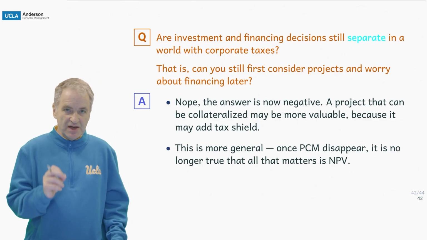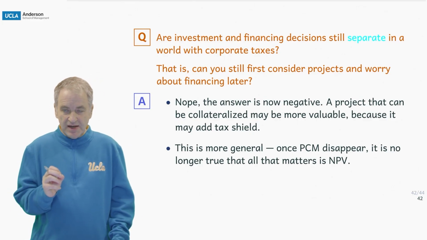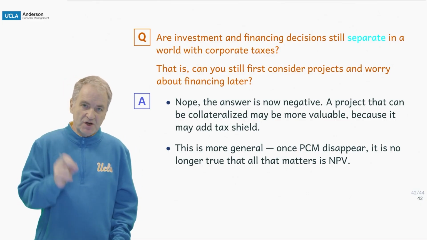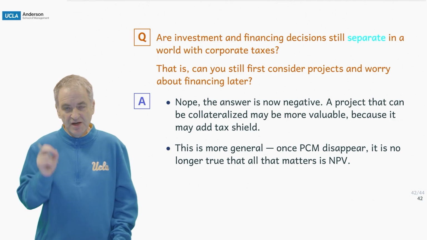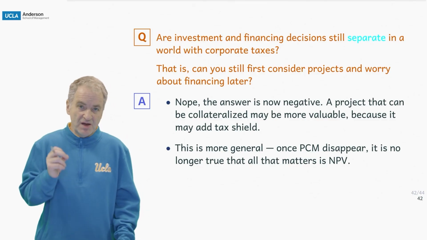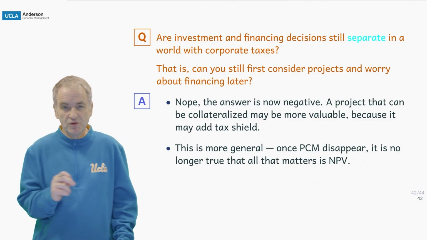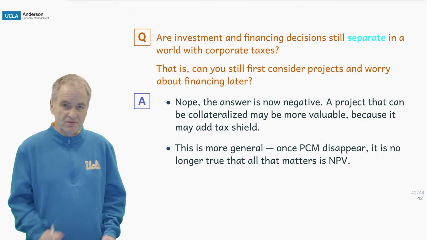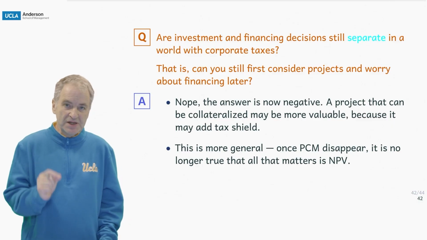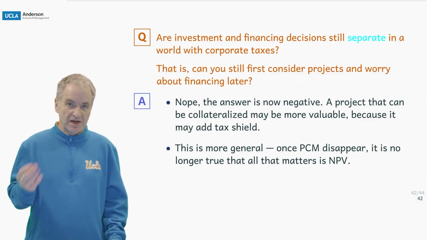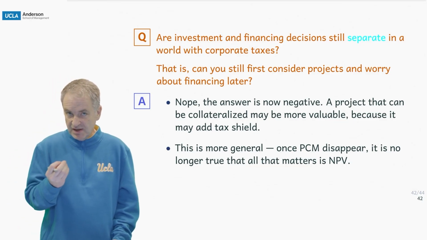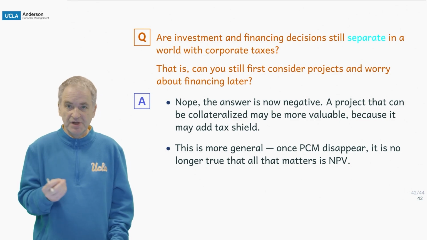No, the answer is now negative. So the tax shelter is now an integral part of the value of the project. And there are projects that allow for more tax shields, more debt, more interest payments than others. For example, research is very hard to collateralize. It's very hard to go to a bank and say, you know, I've got this great research here. Why don't you lend me another $100 million? On the other hand, if you have a building, buildings are very easy to collateralize and take a mortgage against. So under those circumstances, that tax shield is a big part of the value of the building.